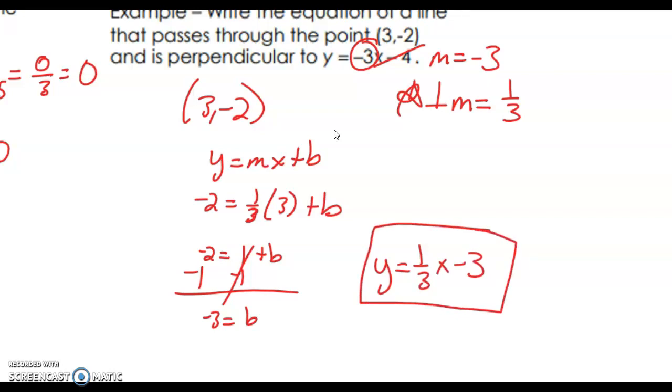So this equation, y equals 1/3 x minus 3, is perpendicular to the line y equals negative 3x minus 4, and it goes through the point (3, -2). We're going to do some more practice on this in just a minute.